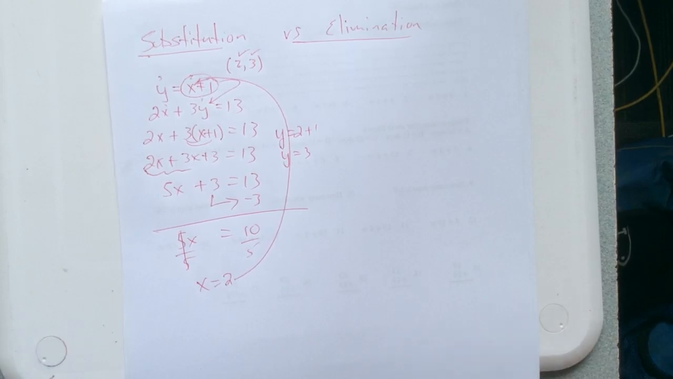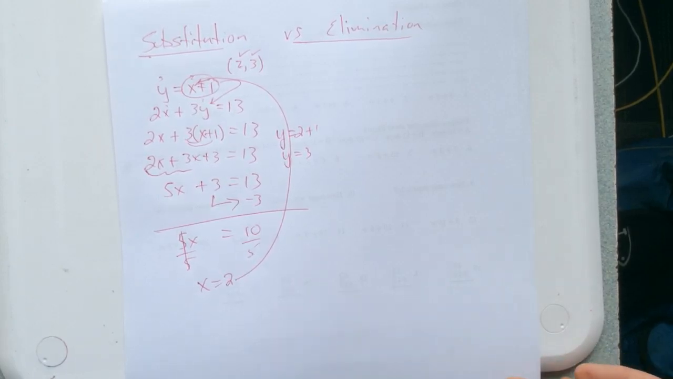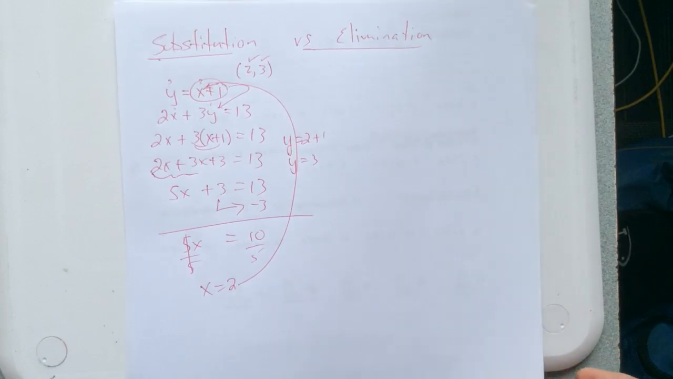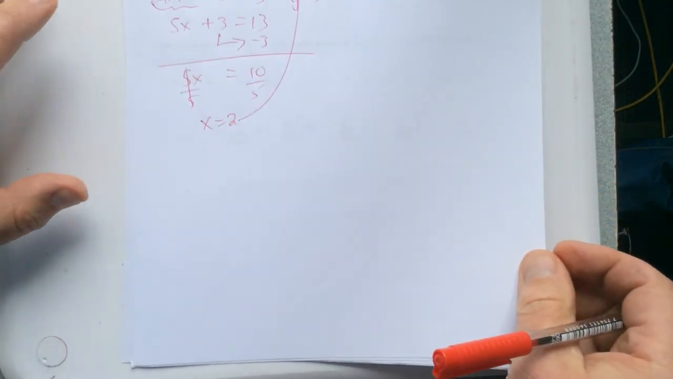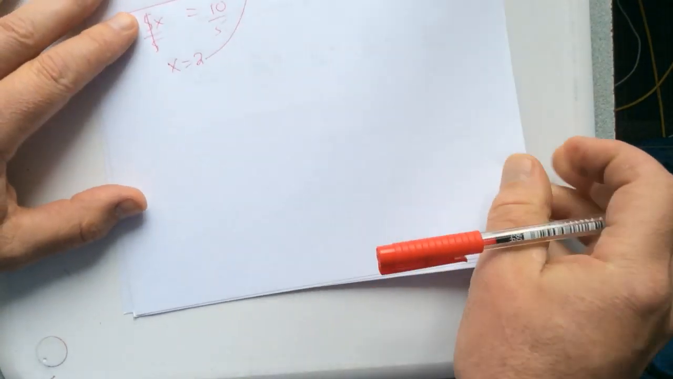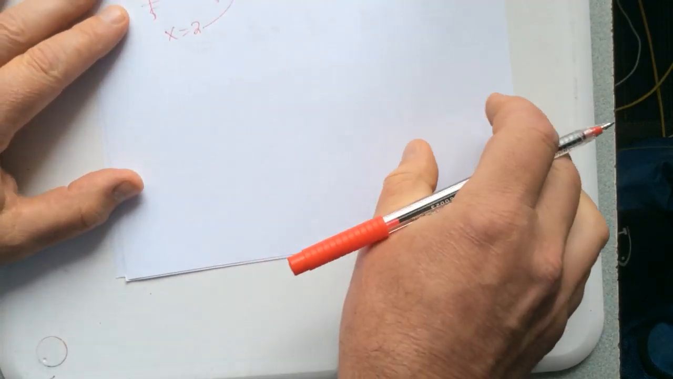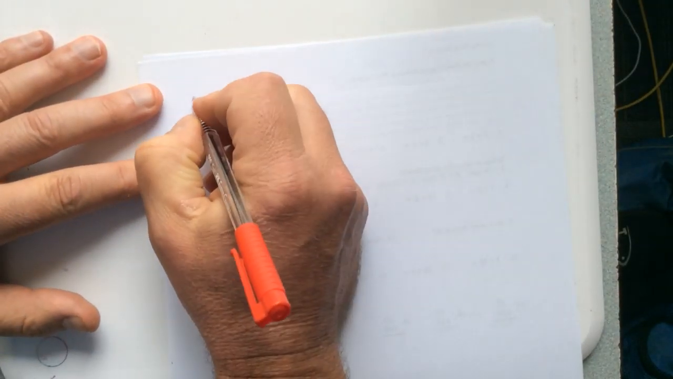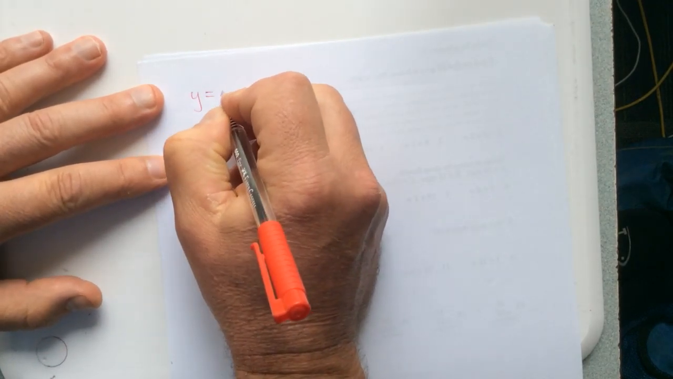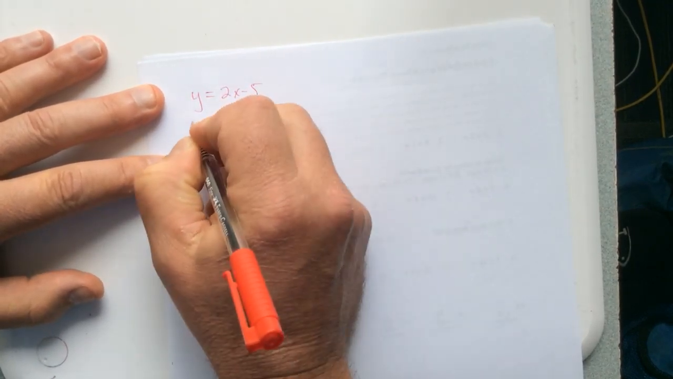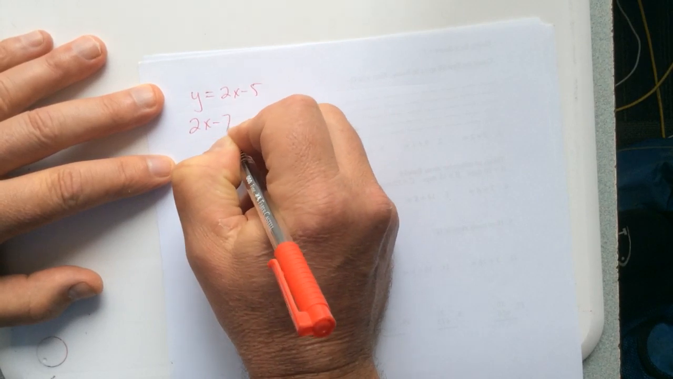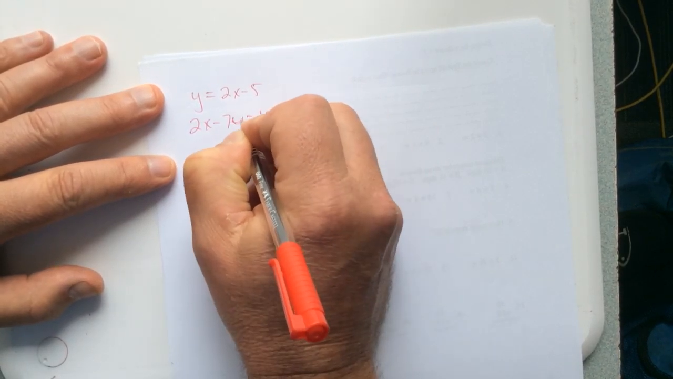The problem with substitution is if it's fractions. See, nobody ever gave you a fraction probably when you're doing it. So substitution, you were fine with substitution. Let me just make up another one. I'm just going to make this up now. Let's say we have y equals 2x minus 5 and 2x minus 7y equals 10. My guess is that doesn't work out very well.